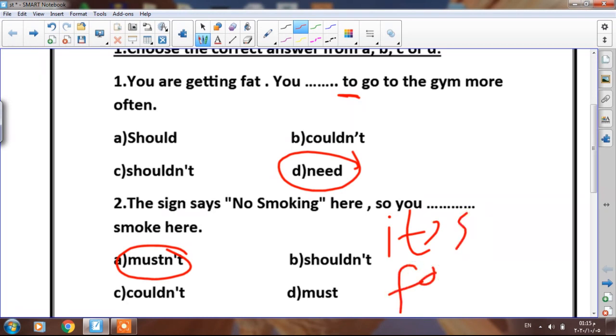Who can remind me, mustn't here equals what? It's forbidden, right? What else? I can say it's not allowed. I can say it's banned. I can say it's against the law. All these are equivalent to the word mustn't. Let's continue.